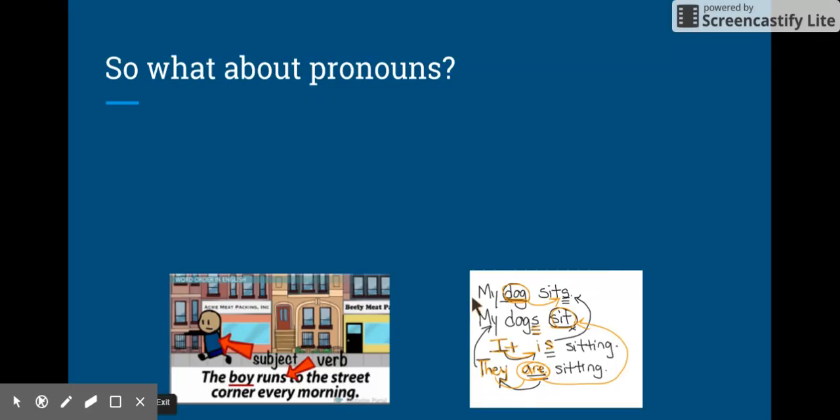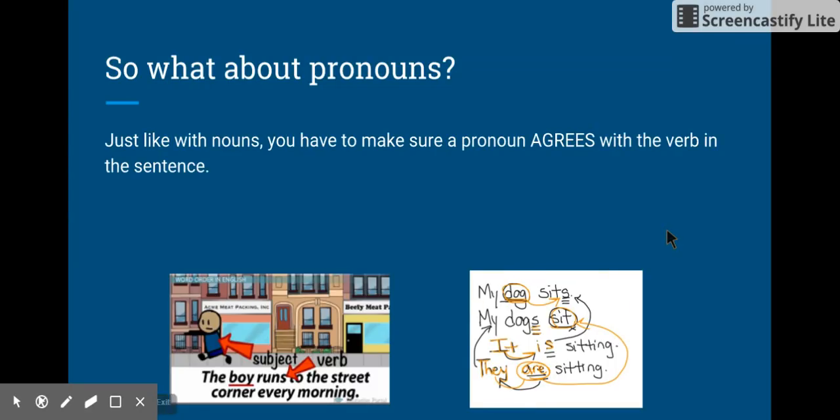Now, we don't always have to use the nouns, though, the dog. You can replace it with a pronoun. But just like with nouns, you have to make sure that the pronoun agrees with the verb. So instead of saying, my dog sits, you could say, it sits. If there's more than one dog, my dogs, you could say they sit. So you still have to make sure that the subject and the verb agree, even if it's a pronoun instead of a noun.